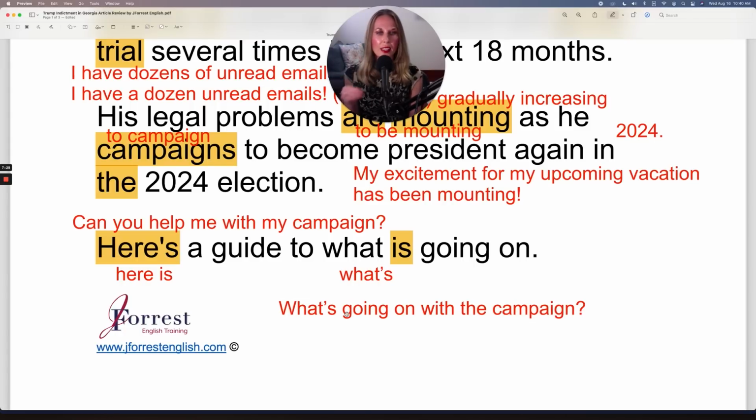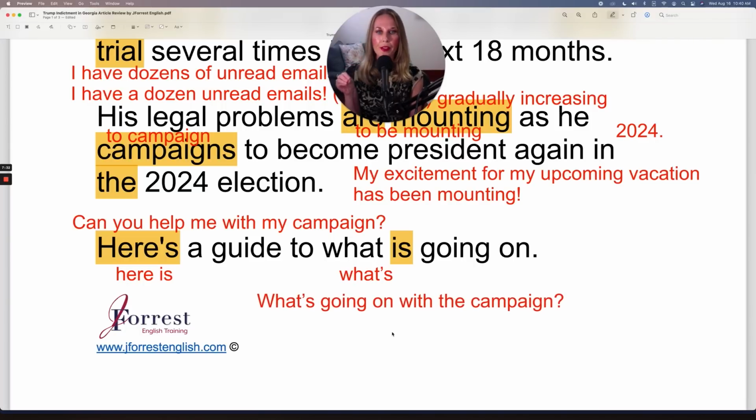If someone asks this, what's going on with the campaign? They want you to tell them the current status of the campaign and explain all the news and important information related to that campaign. So that's what they're going to do in this article. Here's a guide to what's going on. So this article is going to explain all the important information, but related to this specific topic.